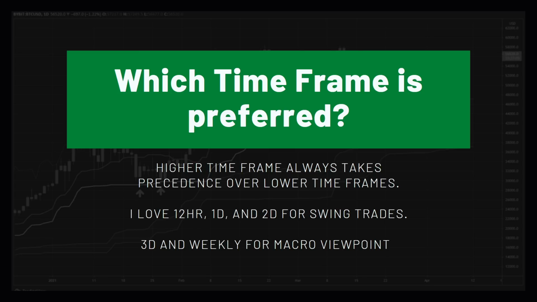I really prefer higher time frames though, as they always take precedence over lower time frames. Whatever the 12-hour chart is doing will supersede what the 4-hour chart is telling me. So for me, I love the 12-hour, the 1 day and the 2 day for swing trades. Those 3 time frames are my bread and butter, especially the 12-hour and the 1 day. I take a lot of trades based upon those 2 time frames. And then anything higher than that, basically a 3-day chart and a weekly chart, helps to give me a macro level viewpoint.